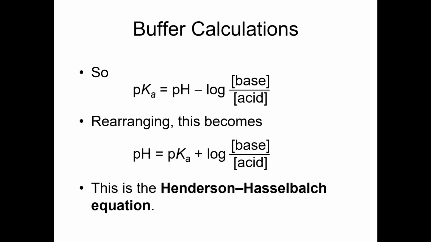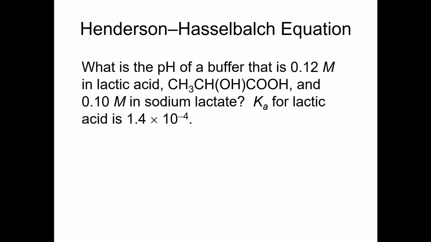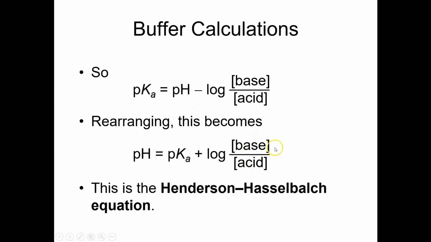So let's do a quick example, and then I'll put some more examples into the suggested problems prior to the QOD. Let's take lactic acid. What is the pH of a buffer that is 0.12 molar in lactic acid and 0.10 molar in sodium lactate? Lactate is the conjugate base of lactic acid, and the Ka for lactic acid is 1.4 times 10 to the minus 4. This gives us the concentration of lactic acid and the concentration of lactate, which are the numbers to plug in here.